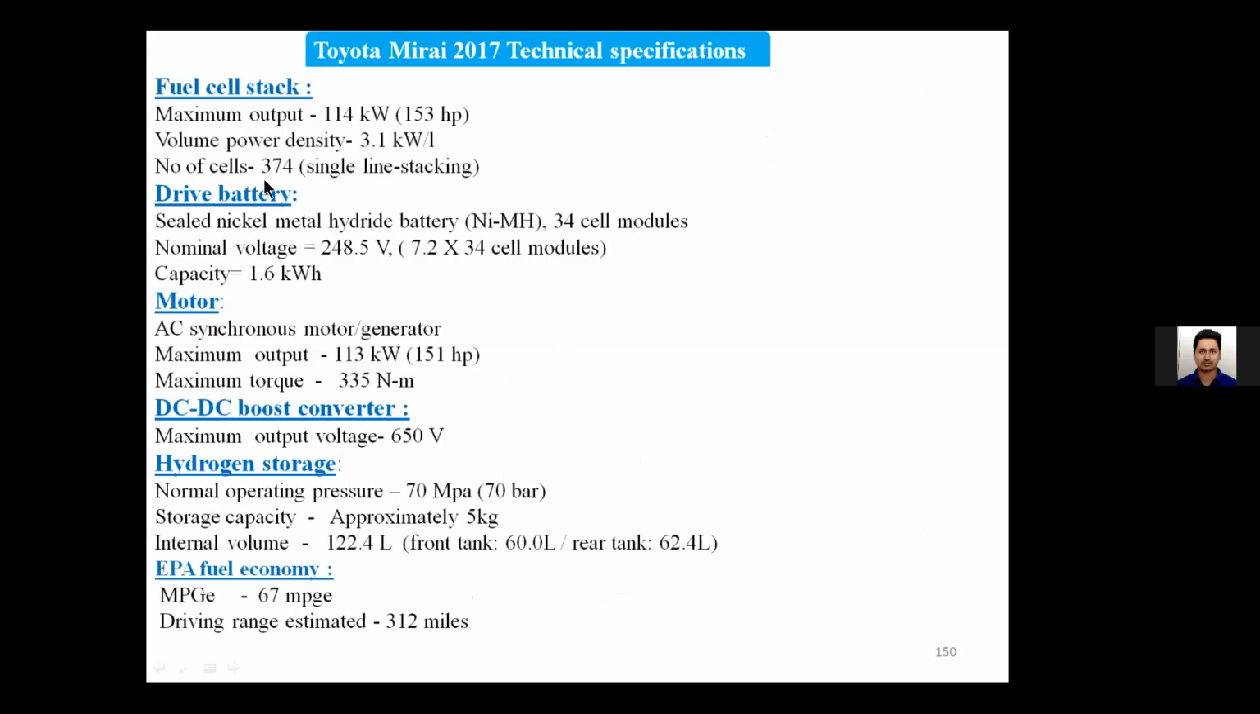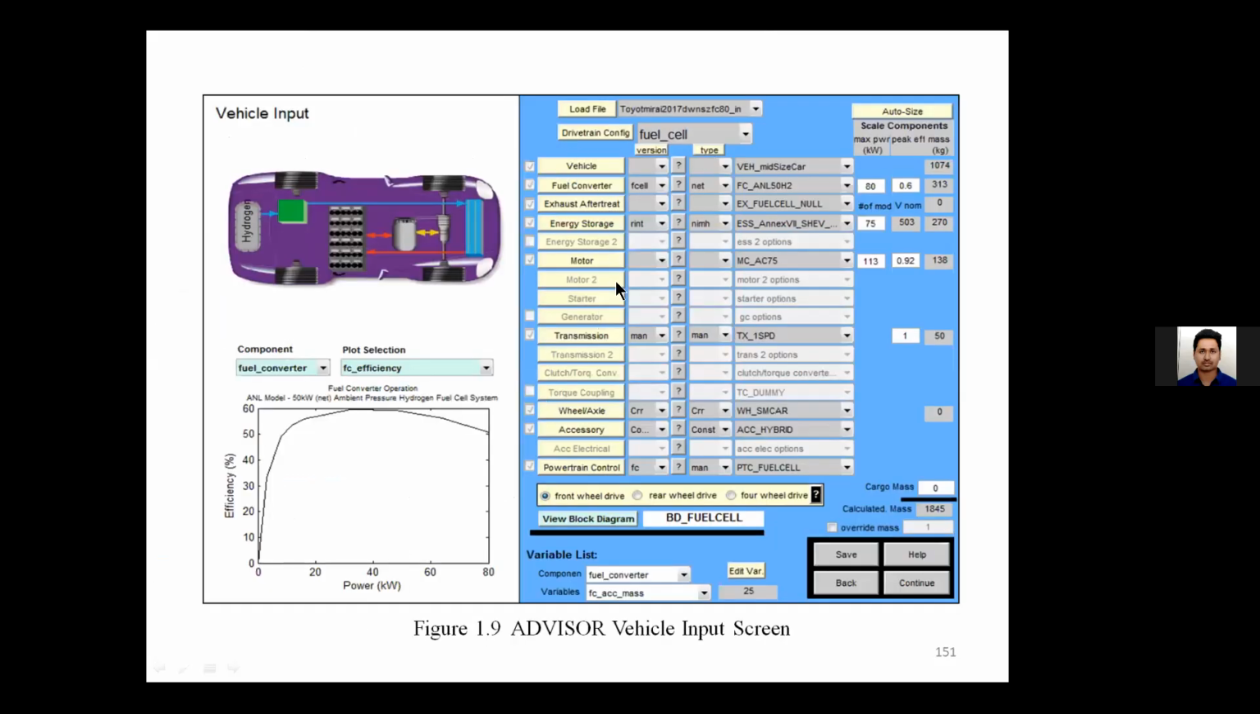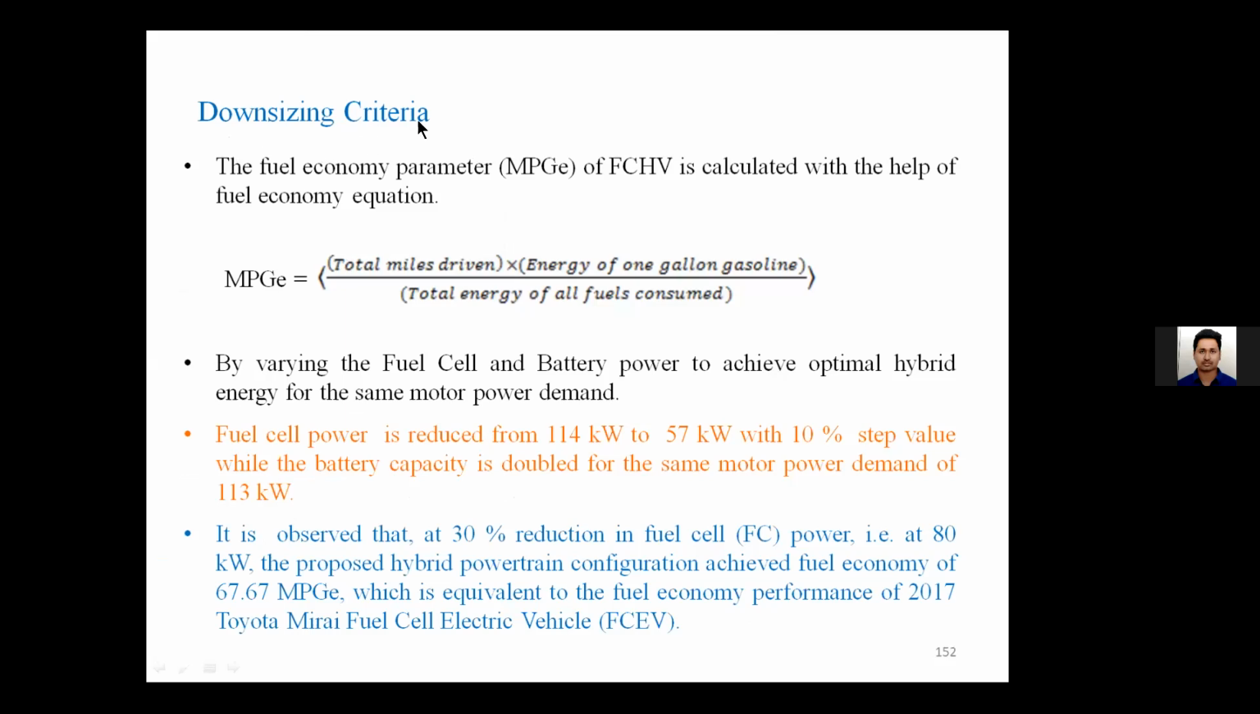So here, what he has exactly done is try to reduce the power rating of the fuel cell stack and increase the batteries correspondingly. Here you can select your different things, energy storage 1, 2, and so on. So, the downsizing criteria: the fuel cell power has been decreased significantly, from 114 kilowatts to 57 kilowatts, and correspondingly the battery capacity is doubled for the same motor power demand. So it's compensated with the battery. This we call the downsizing criteria.